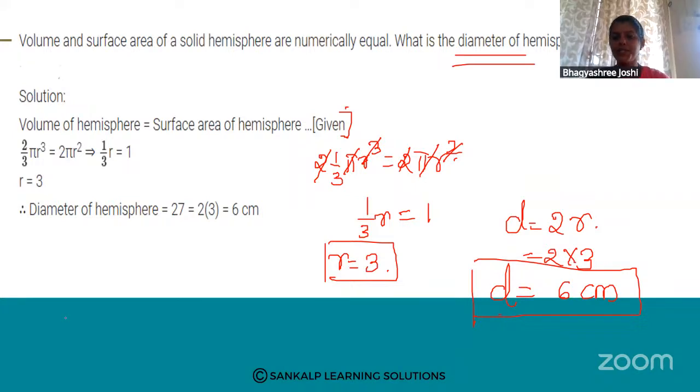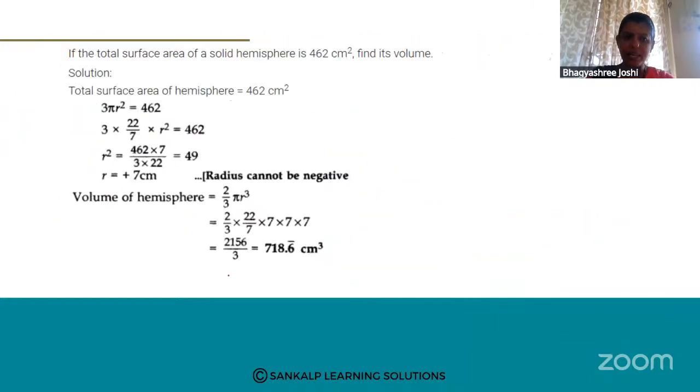Okay. Next question is, if the total surface area of a solid hemisphere is 462 centimeters square, that means total surface area they have given, that is 462 centimeters square. Find its volume, right? So this question was asked in the previous year CBSE question paper. So total surface area of the hemisphere is 462 centimeters square, right?